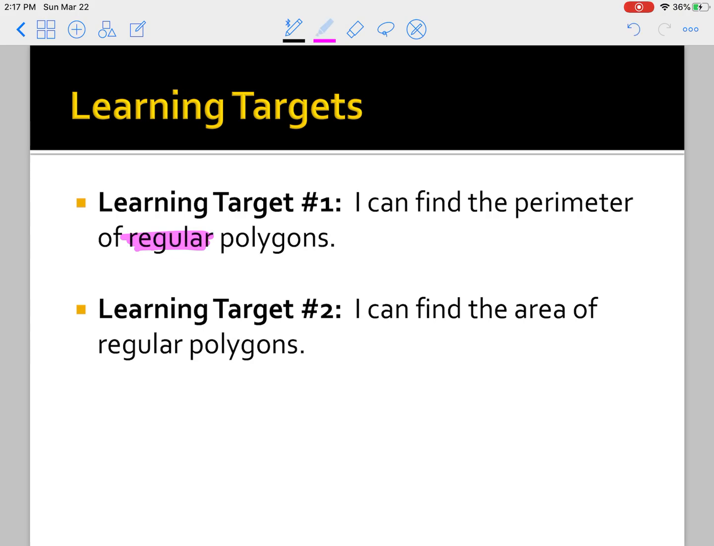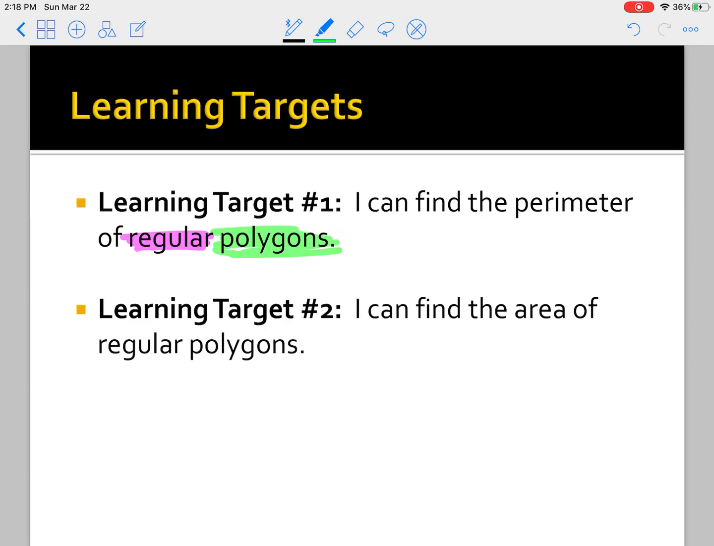Let's first cover regular polygons. We have regular polygons with a connotation that is very specific to geometry. Regular refers to equilateral, or congruent, sides, and equiangular, meaning congruent angles. So we have congruent sides and congruent angles of a polygon.